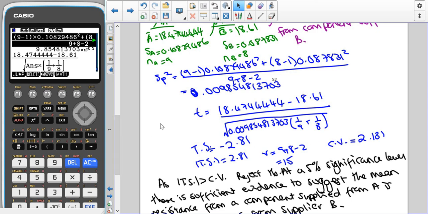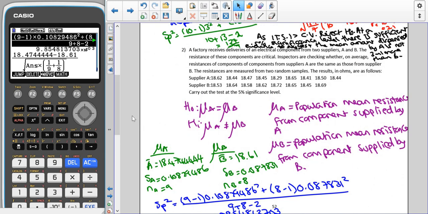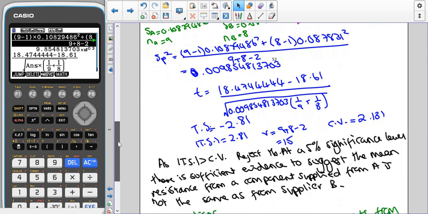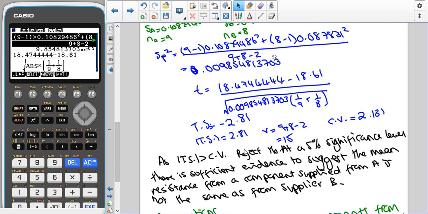And again, when we're looking up our critical value, it's a 5% significance level, but this is a two-tailed test, so we have to halve our 5%, which gives us 2.5%, which means we're looking down from 0.975 and across from 15, which gives us 2.131. So the size of the test statistic, or like I said, if you did those the other way around, that'll just be a test statistic, is bigger than the critical value, so we reject H0 at a 5% significance level. There is sufficient evidence to suggest that the mean resistance from a component supplied by A is not the same as from that supplied by B. Remember, it's a two-tailed test, so it's always going to have not in the conclusion.